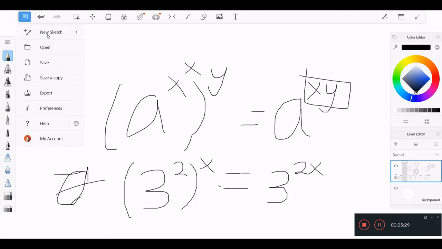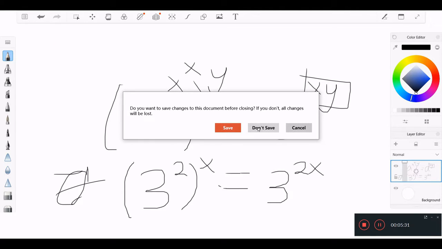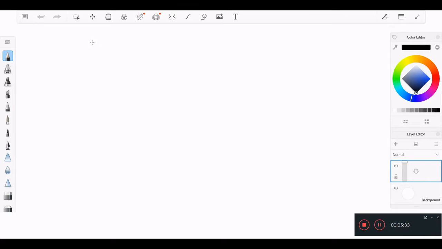So I proceed. This is the third one, and we will go for the fourth one. When you have the function (a times b) to the power of x, can you imagine what the answer might be?